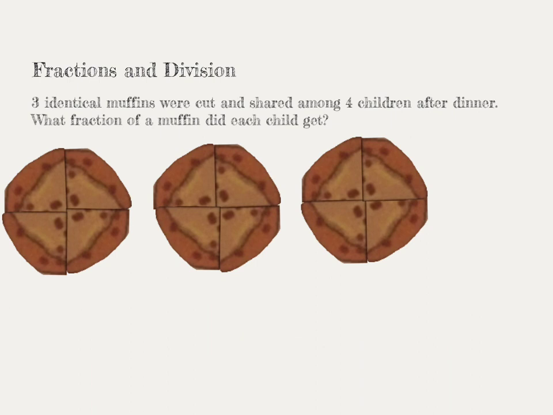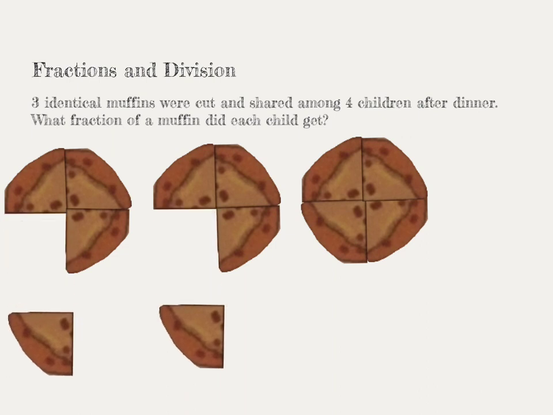So let's have another look at a different one. So 3 identical muffins were cut and shared among 4 children after dinner. What fraction of a muffin did each child get? So what we're going to do, we have 3 muffins here, and we're going to split each muffin into 4 pieces. Okay, we're dividing by 4. We're splitting them into 4 pieces, so each piece is worth 1/4. And because they're all equal pieces, they're all 1/4.